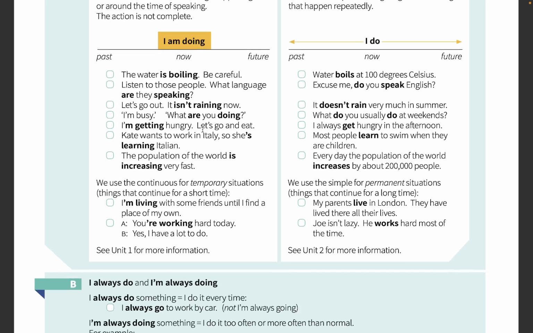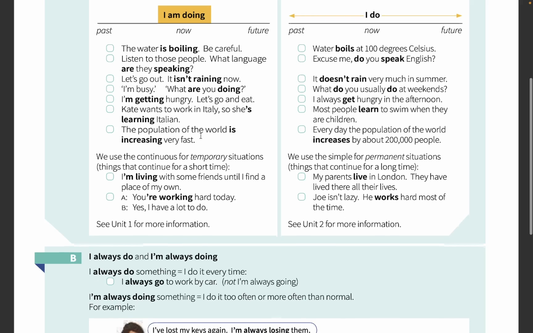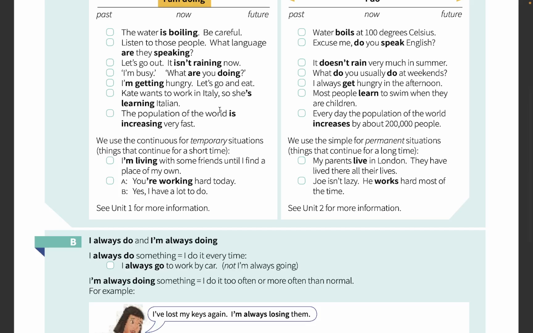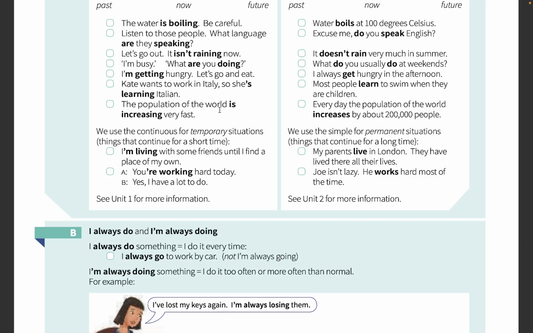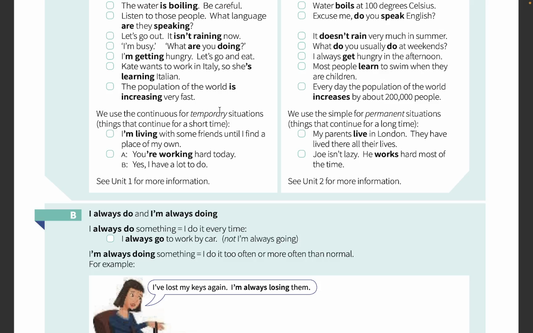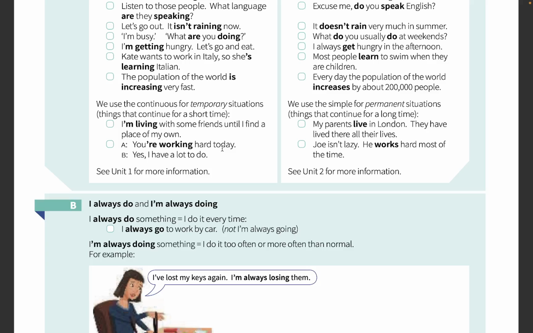Listen to those people. What language are they speaking? Let's go out. It isn't raining now. And other examples. And you can use the continuous for a temporary situation. So something that is temporary, that's not permanent. So you can see it's things that continue for a short time. For example, I'm living with some friends until I find a place of my own. So it's like, aku tinggal sama teman-temanku sampai aku ketemu tempat untuk tinggal sendiri.